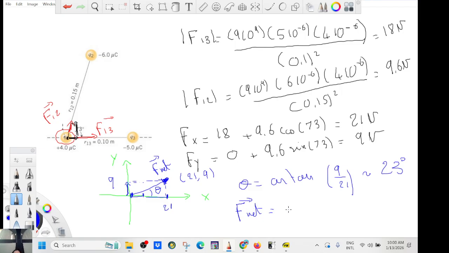So anyway, the magnitude: we don't know the magnitude because we have to do the Pythagorean theorem, which is 21 squared plus 9 squared. So that will be the magnitude. And then 25 degrees above the positive x-axis, and the unit is Newton. Okay, so how much? 23. I think it's 23 of what? Newton. Which way? 23 degrees above the positive x-axis. So if it doesn't say anything, you suppose that it's the positive x-axis.